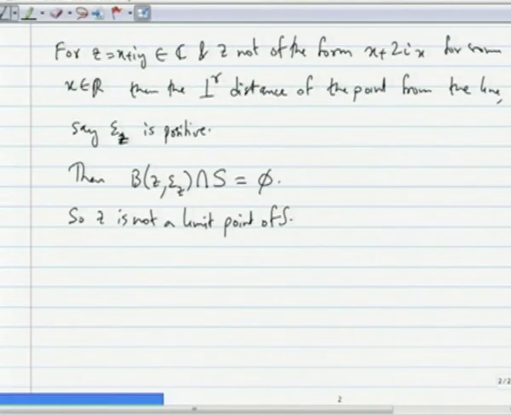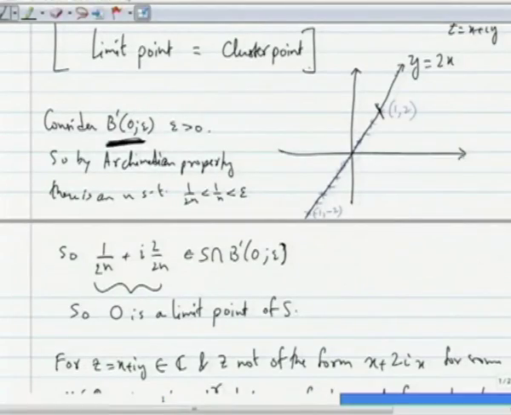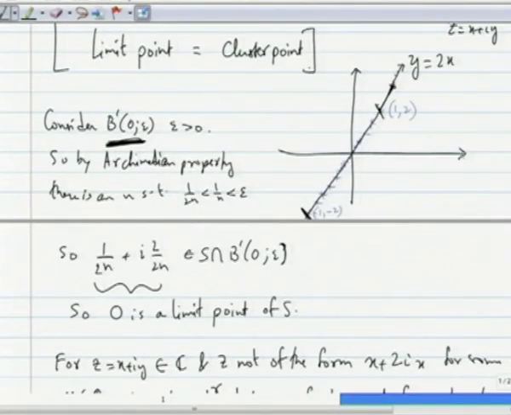Likewise, if you take a point on the line, if it is away from the point (1, 2) or (-1, -2), that is, if it is off of this line segment between (1, 2) and (-1, -2), even if it lies on the line, what we can do is take the distance of that point to the point (1, 2) and take a ball of that radius. So, that will stay clear of the set S. So, that is the idea.